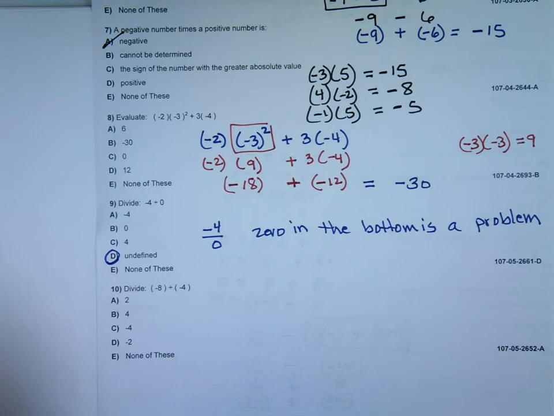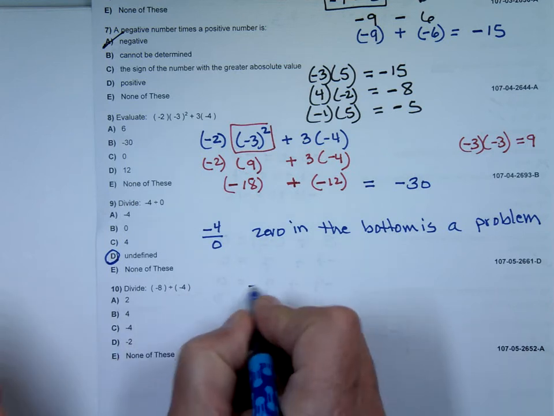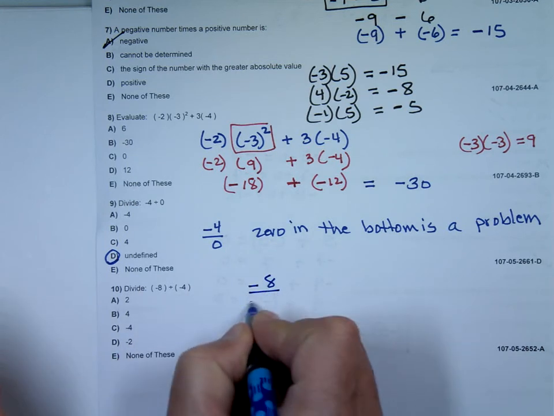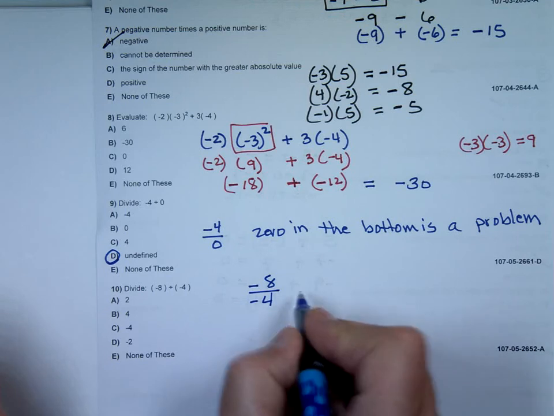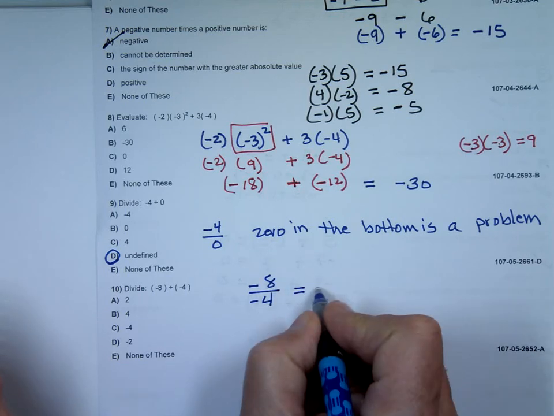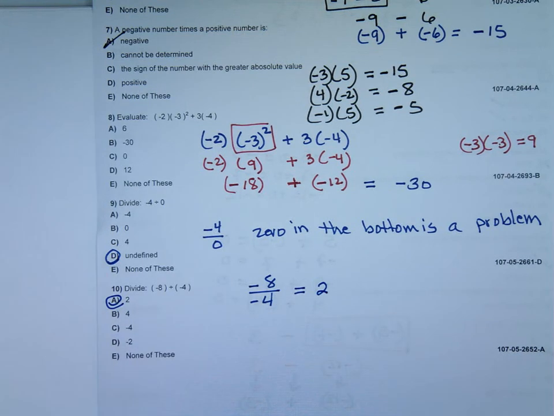And the last one is -8 divided by -4. Notice these are the same sign. What do you do when the signs are the same? Make the number positive. 8 divided by 4? 2. So when you multiply and divide, if the signs are the same, the result is always positive. If the signs are different, the result is always negative.